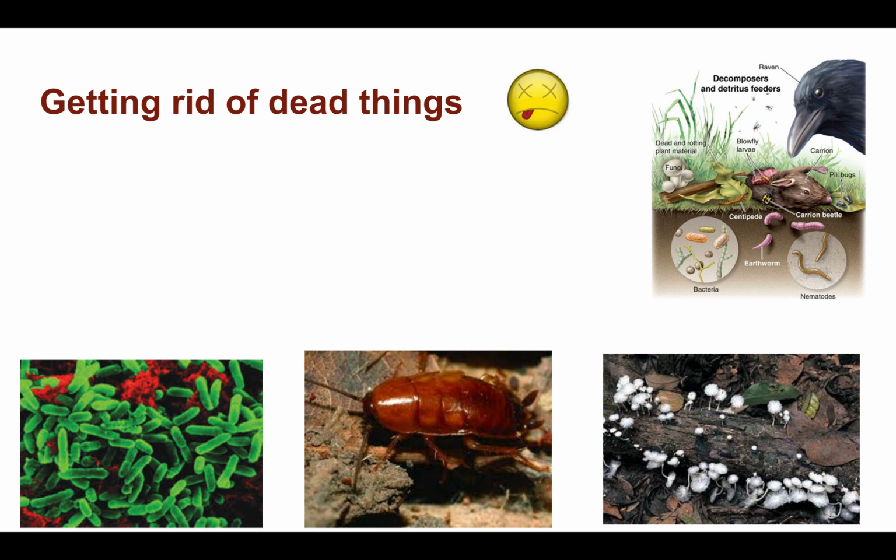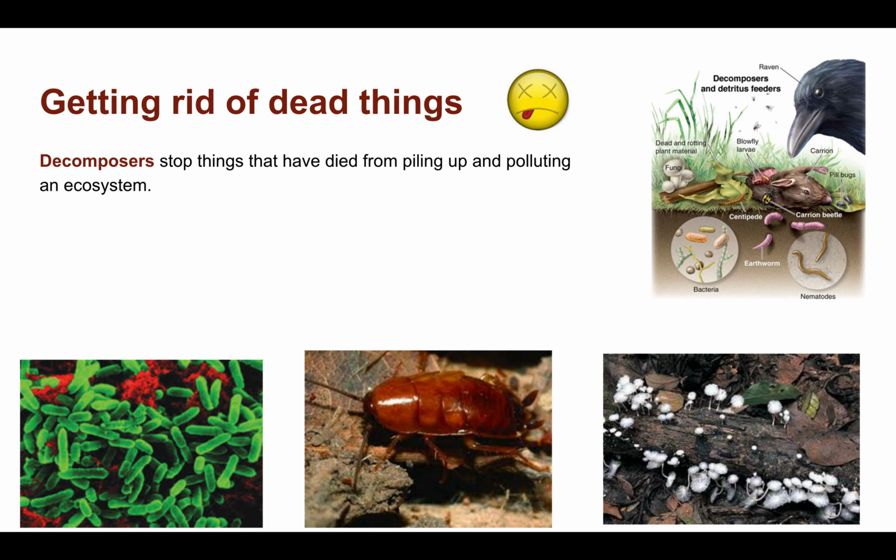So we've got a picture there of a raven eating a dead rabbit, and under the soil we've got some sort of worm, we've got bacteria that are also breaking things down, and in the pictures the green things are meant to be bacteria, we've got some sort of beetle, and we've got a fungus growing on a log that will eventually rot the log away. These things are called decomposers. They stop things that have died from piling up and polluting the ecosystem.